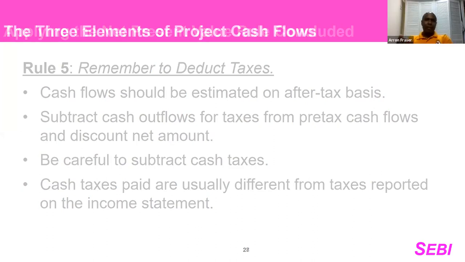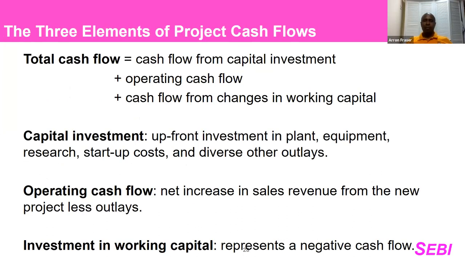So when we look at it, there are essentially three elements of a project cash flow. There's cash flow from capital investment, then there's operating cash flow. So that's cash flow from normal trading: buying, selling, the expenses you incur in producing whatever you're going to sell, or provide in the case of a service. And then you have cash flow from changes in working capital, right?